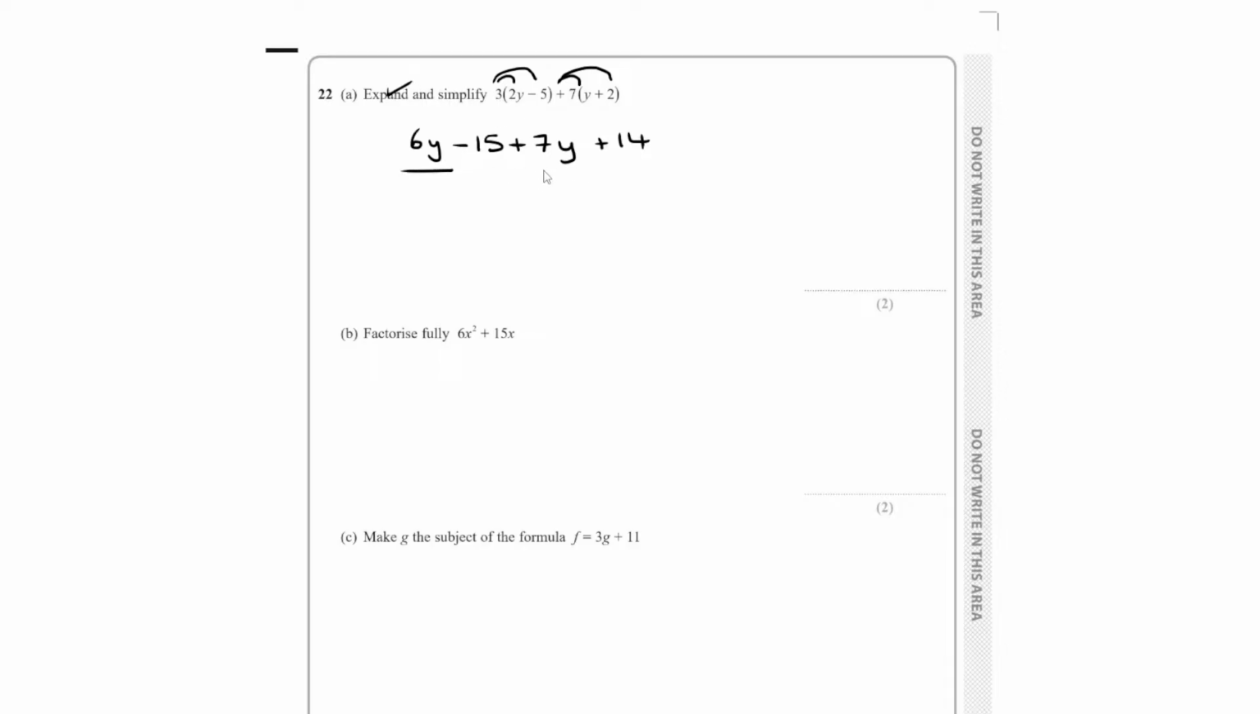So collect the like terms. You've got y's there, so that's 13y. And then we've got just numbers. So -15 plus 14 is -1.